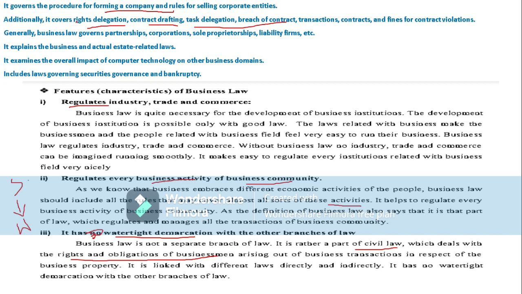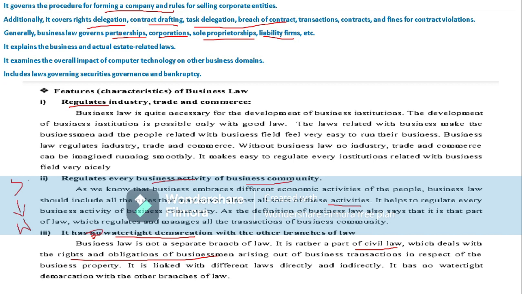So how does business law function? In different aspects, like rights delegation, contract drafting, task delegation, breach of contract, transactions, contracts, fines for contract violations, okay. On all these aspects it works. So generally business law governs partnerships, corporations, sole proprietorship, liability firms, etc. So these are the different types of businesses.